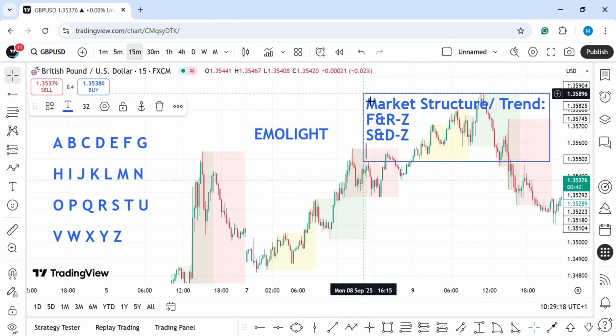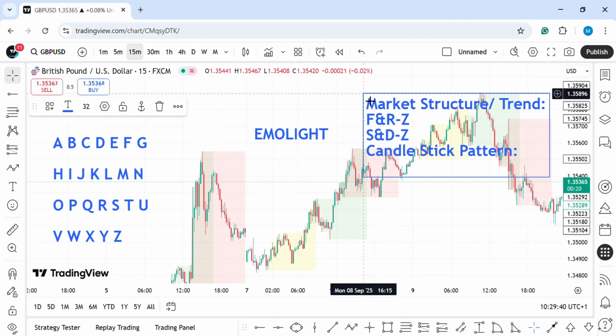And next, again, we'll be using candlestick confirmation, which is candlestick pattern, just to get our confirmation. And we can also use chart pattern. So these are what we'll be using.